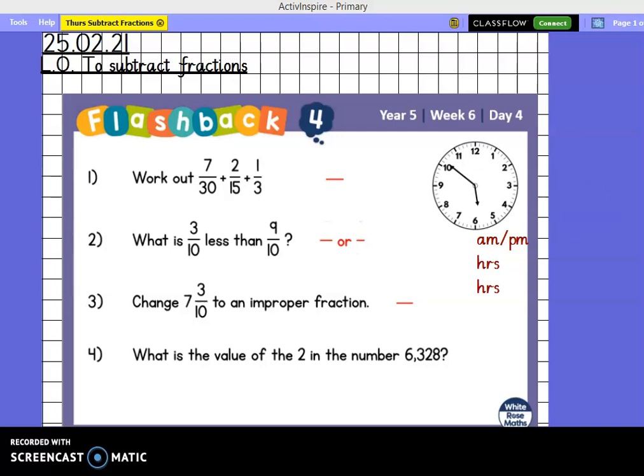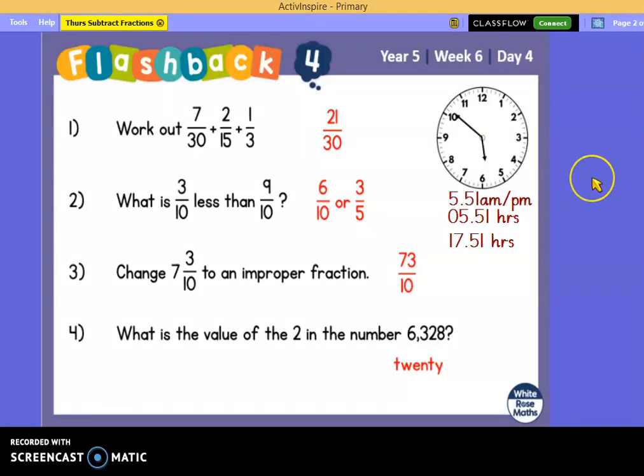Let's see how you did. Here are the answers to each of those calculations. Can you mark them please in blue pen? And then let's begin our learning for today.